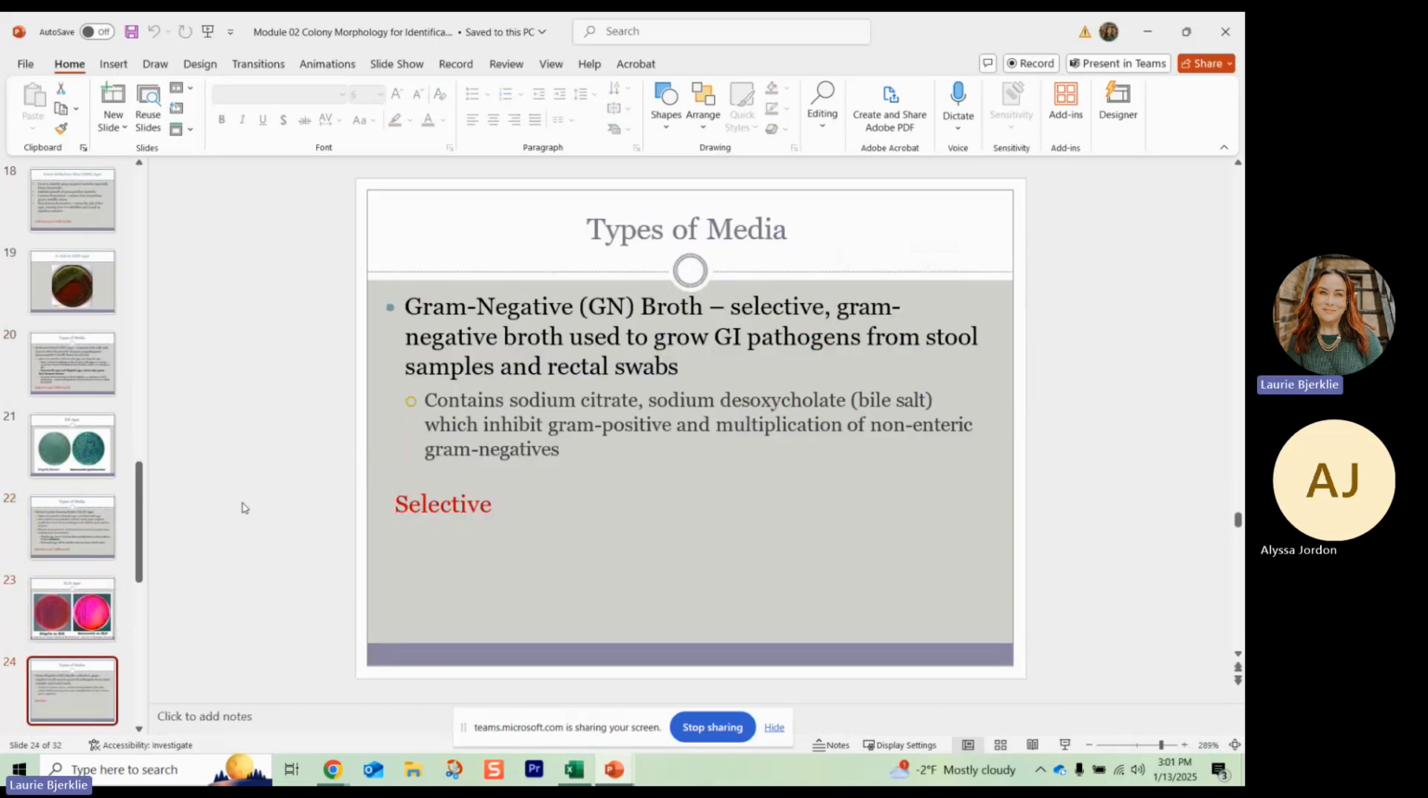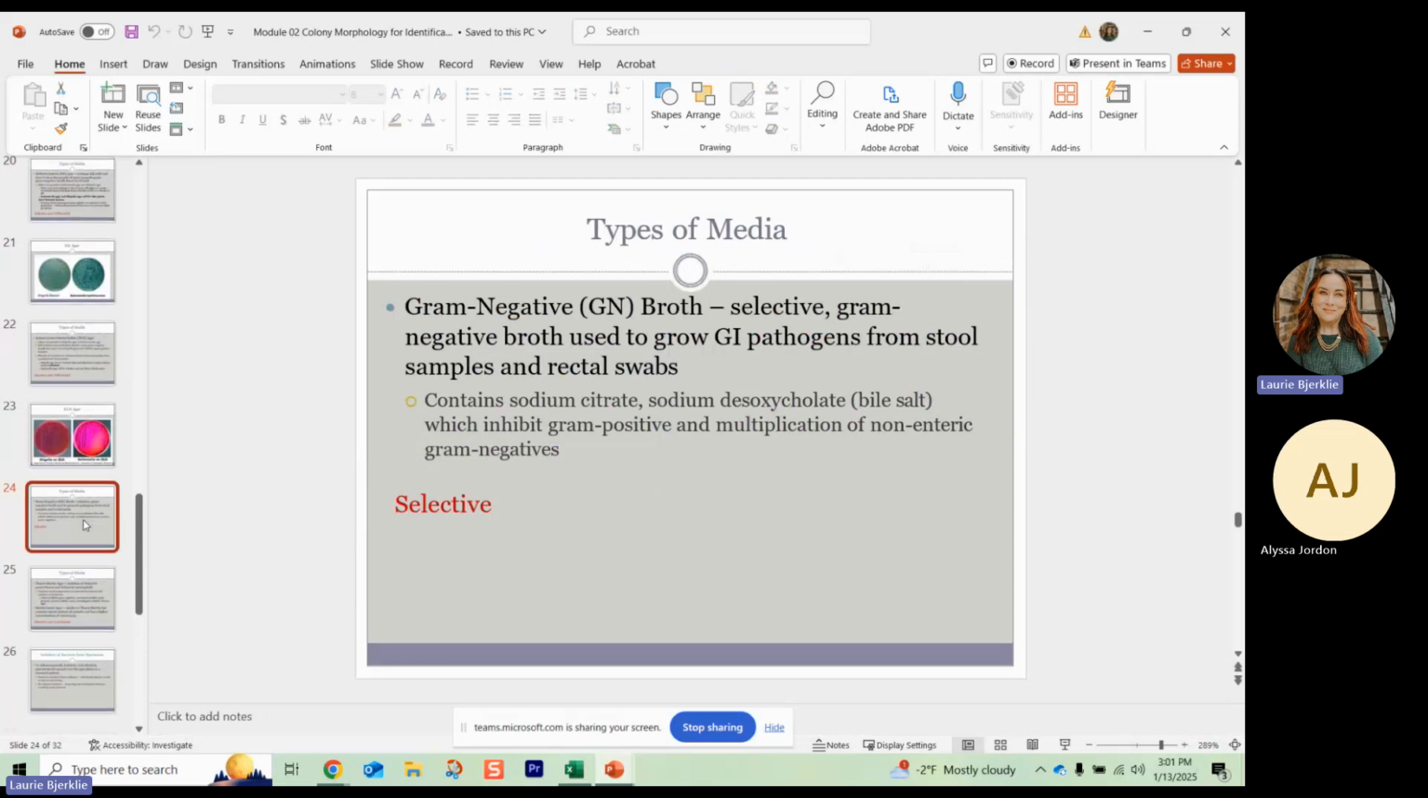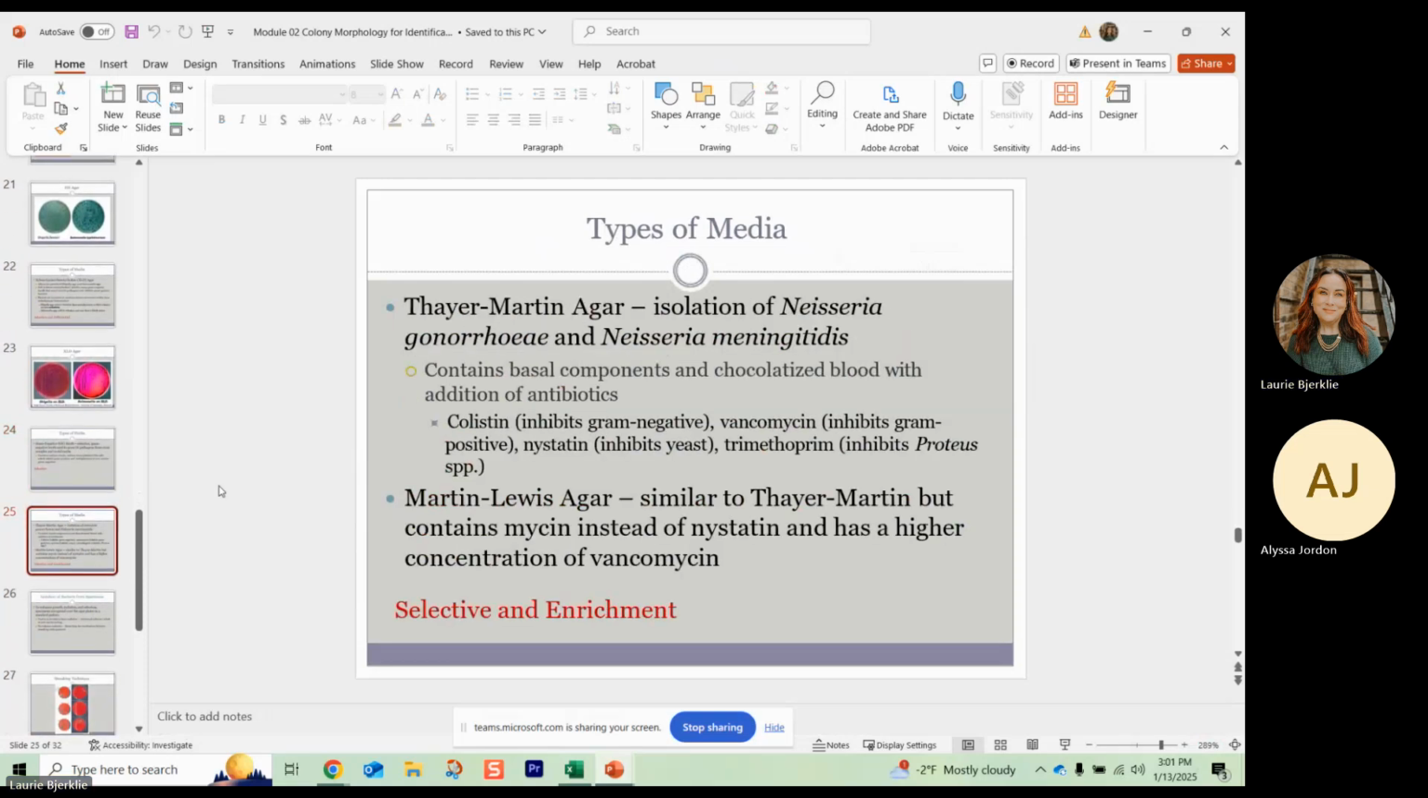Next one is gram-negative broth. So this is another broth. The name tells you it's looking for gram-negatives, so it's for sure selective. That's it. I don't really care that much about gram-negative broth, so I don't say much about it.